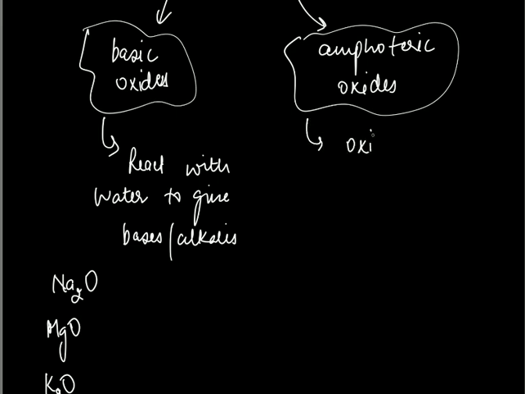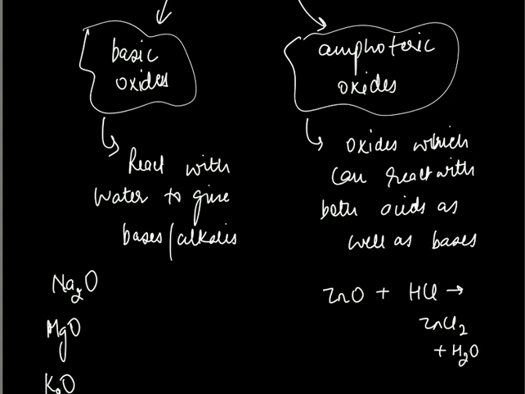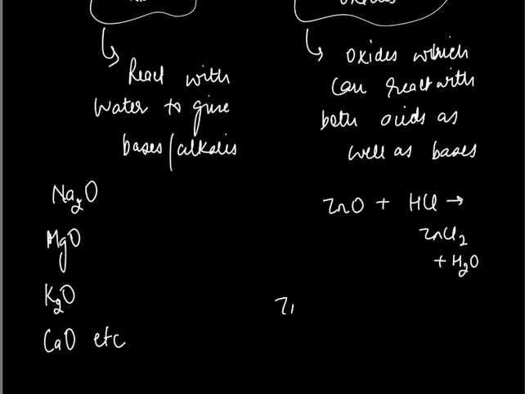These are oxides which can react with both acids as well as bases. So let's take an example of zinc oxide. Zinc oxide can react with acid to form salt and water. It's amphoteric in nature. And zinc oxide can also react with NaOH. Now it's going to give us a different kind of salt.